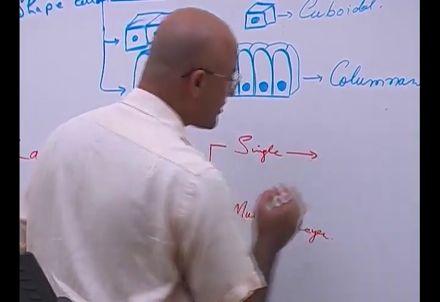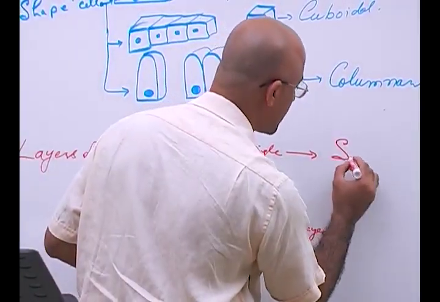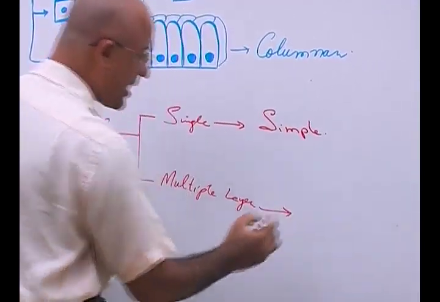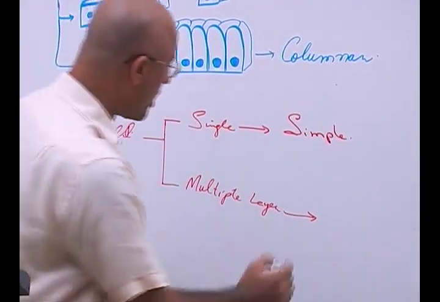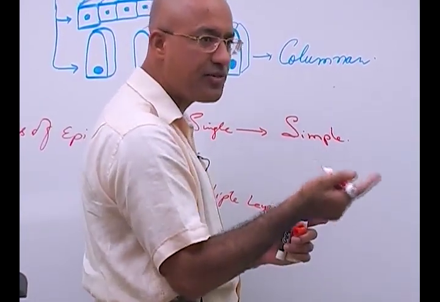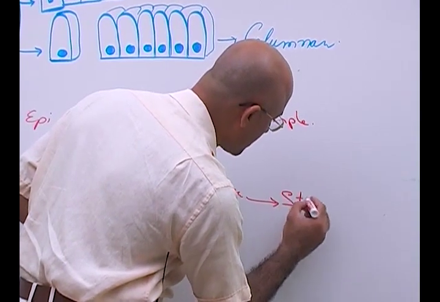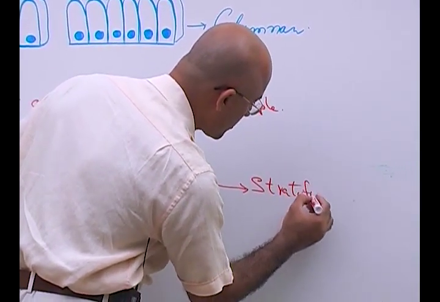Whenever there is a single layer, such epithelium is called simple epithelium. And if there are multiple layers, we say it has stratification. So when there are multiple layers, we call it stratified epithelium.